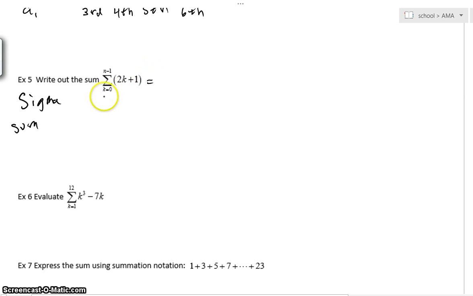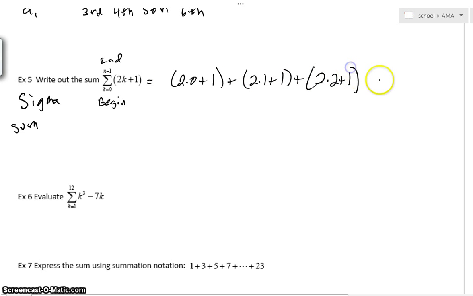So look, the beginning is always at the bottom. Start with k equals 0, end with the n minus 1 term. So I'm going to plug in 0. We'd get 2 times 0 plus 1. You could begin with the 0th term. In general, we'll begin with k equals 1 most of the time. Then go ahead, let k equal 1. You'd have 2 times 1 plus 1. Then letting k equal 2, we're just adding all these terms up. 2 times 2 plus 1. And you get the pattern. We're going to keep going until we end with an n minus 1.